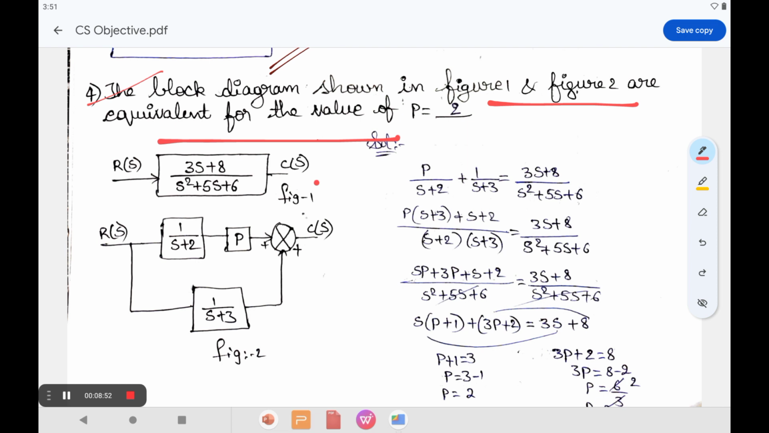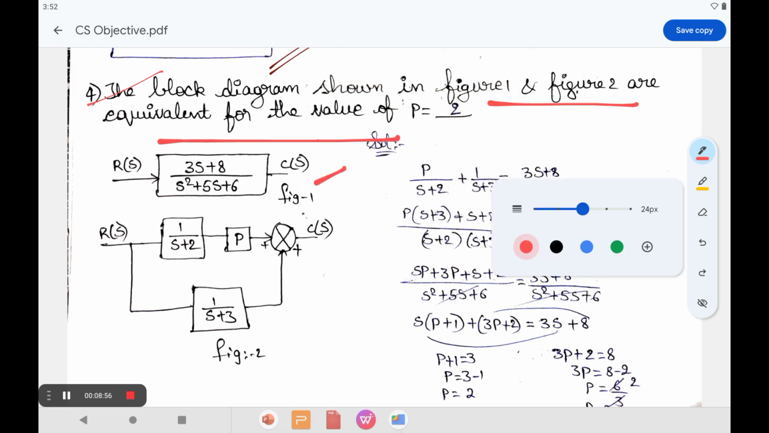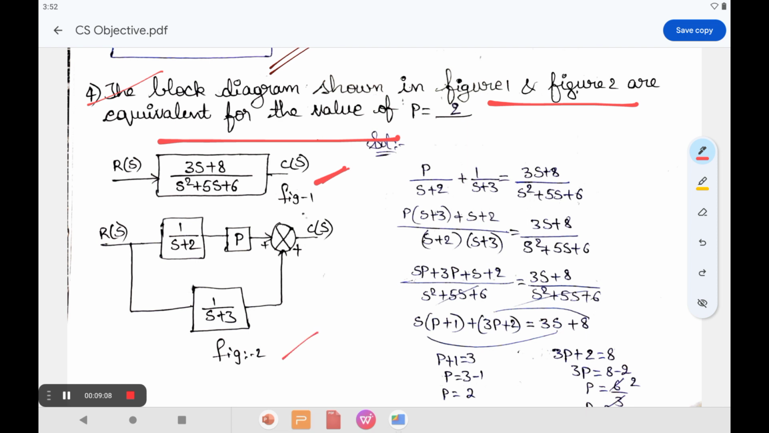But they have given some transfer function C of S value. C of S ki this transfer function value mention chesaru already. That means transfer function value వచ్చేసి that is equal to this one. At the same time, second transfer function కూడా mention చేస్తున్నాడు. This is also figure number 2 ఇచ్చినాడు. So the block diagram shown in figure 1 and figure 2 are equivalent for value of P. అంటే ఈ value of P కి ఇవి రెండు ఈక్వల్ అవుతాయి అంటున్నారు.